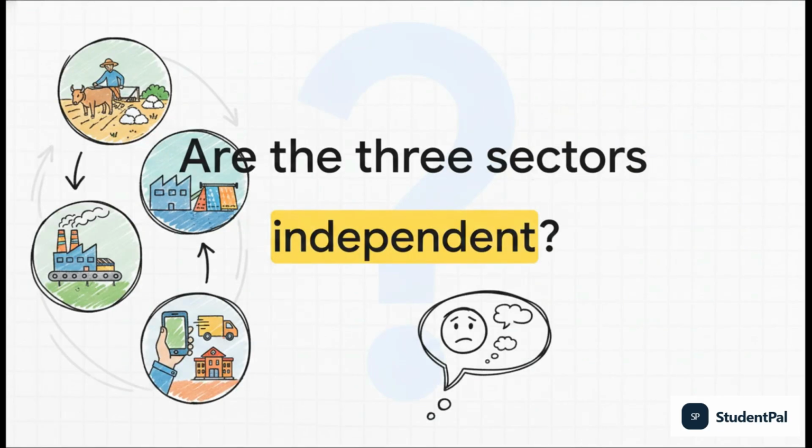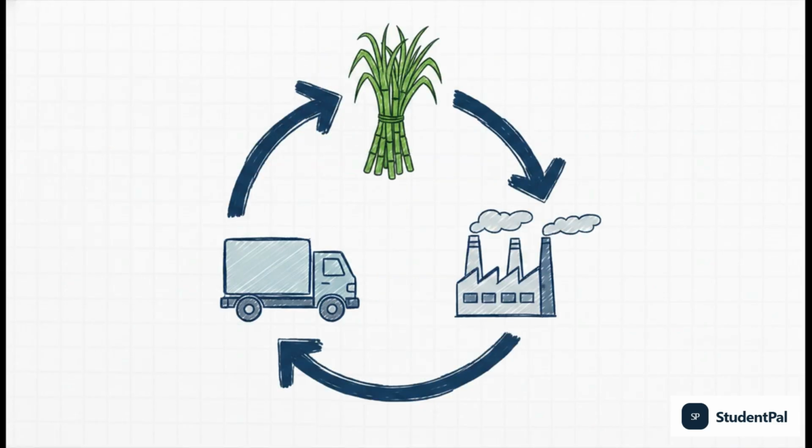Next question. True or false, the activities in primary, secondary, and tertiary sectors are independent of each other. What do you think? Are these sectors operating completely on their own in little isolated bubbles? Absolutely false. They are highly interdependent.